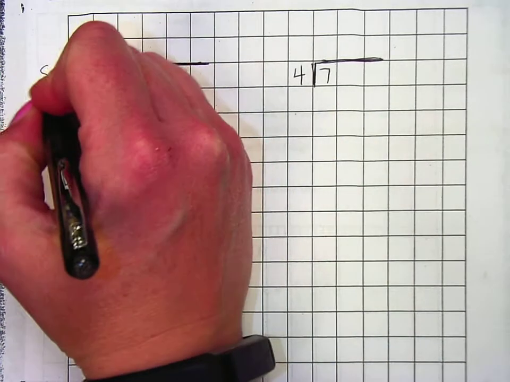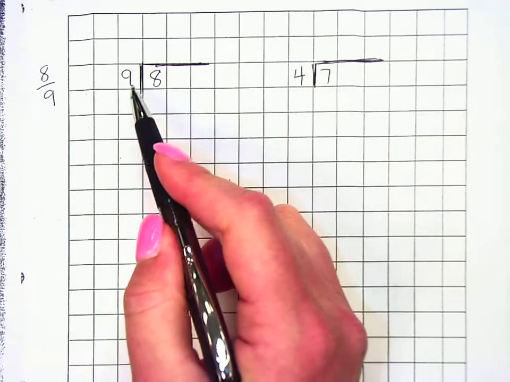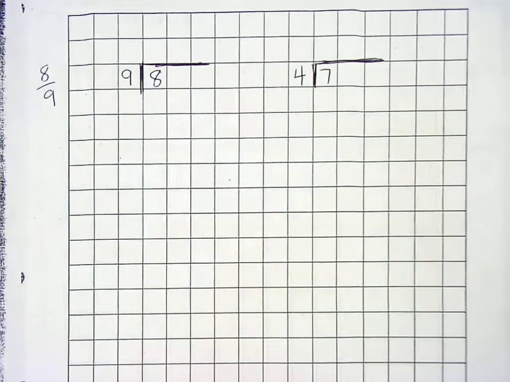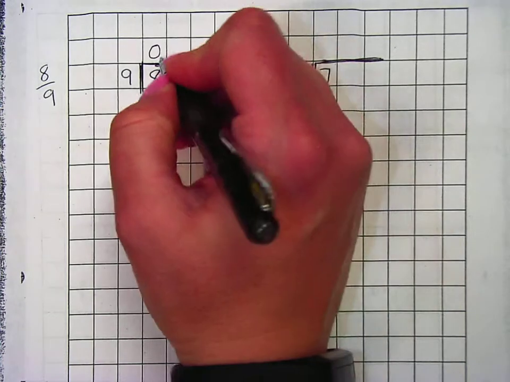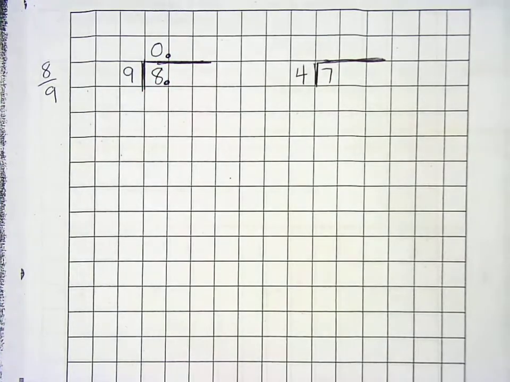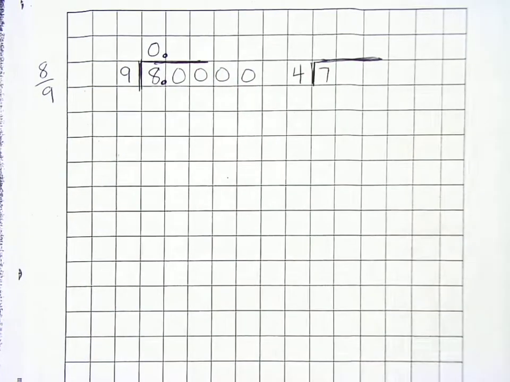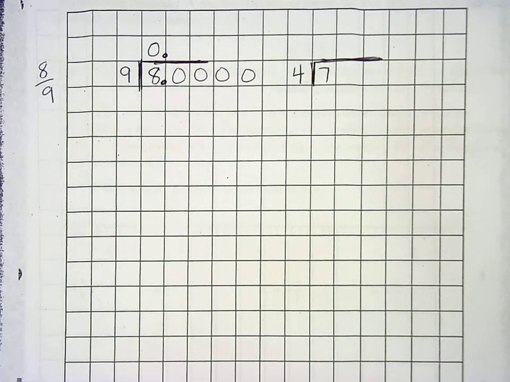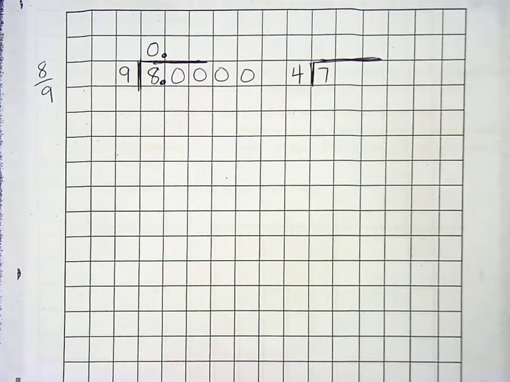Okay, so if I have the fraction 8 divided by 9, 8 would go on the inside, and then we're dividing by 9 on the outside. 9 cannot go into 8, so I'd put a 0. Since this is a whole number 8, my decimal would appear after 8. And then I can add as many zeros as I'd like after that whole number. So it could be 8.0, it could be 8 with as many zeros as I want back here.